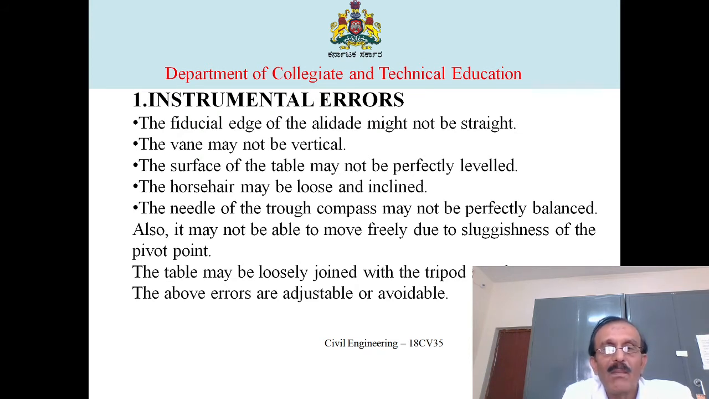The horsehair may be loose or inclined. The needle of the trough compass may not be perfectly balanced. Also, it may not be able to move freely due to sluggishness of the pivot point. Because of the friction, that needle may not be freely suspended. In that case, the orientation or the magnetic north which is shown may not be accurate. The table may be loosely joined with the tripod stand. If proper care is taken, the above errors can be minimized or avoided.